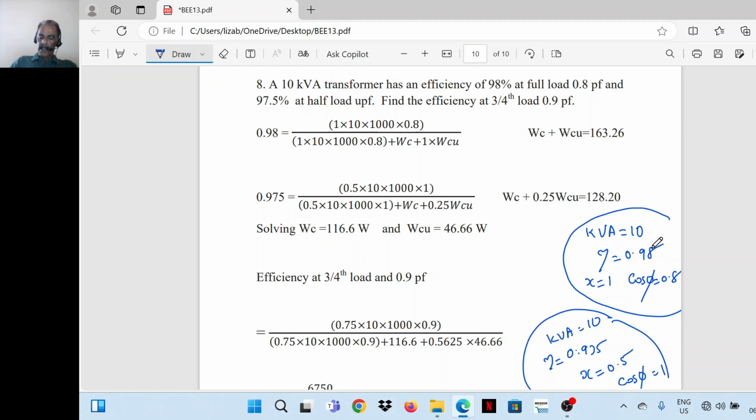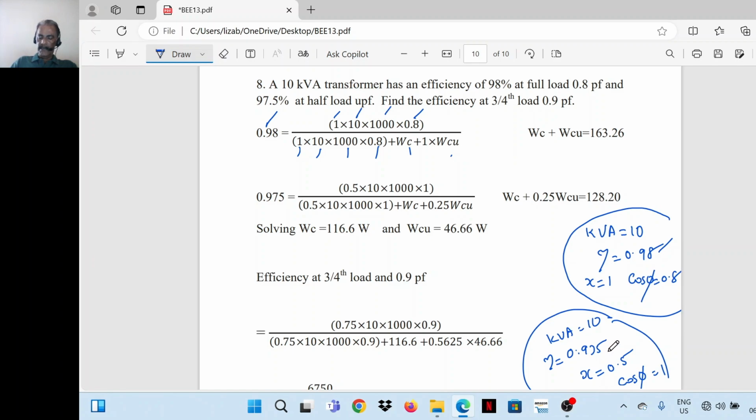So efficiency is 0.98. x is 1, kVA 10 into 1000 into cos phi 0.8 divided by x kVA into 1000 into cos phi 0.8 plus WC plus x square into WCU. x square is 1, so 1 into WCU. That is the first equation.